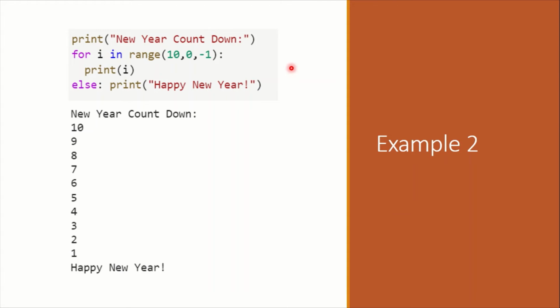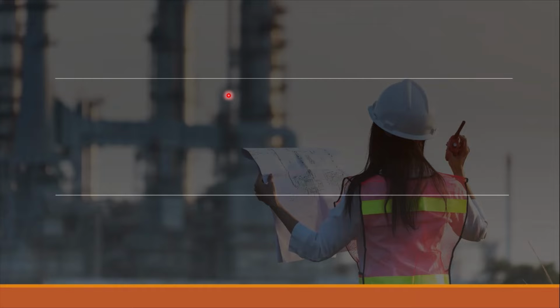Example number 2 is a New Year countdown, which starts at 10 and ends at 1, which is a number before 0, and it has an interval of -1. So here it goes from 10, 9, 8, 7, all the way to 1, and then the else statement prints after the for loop, and it prints Happy New Year.